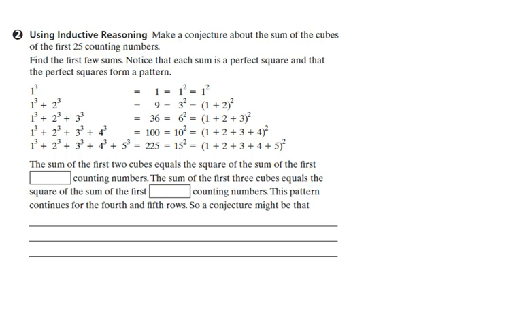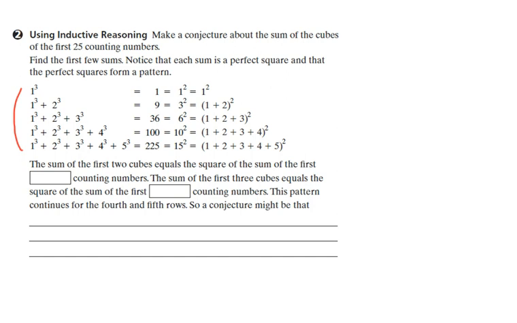Notice that each sum is a perfect square, and that the perfect squares form a pattern. So this idea of what we see here is going to be something you're going to see on a quiz, on a test, and definitely in the homework, but it's more of a direct application of why you would want to make these inductive reasoning conjectures. Instead of having to go through all this work, sometimes there's a faster way to do some sums or differences.